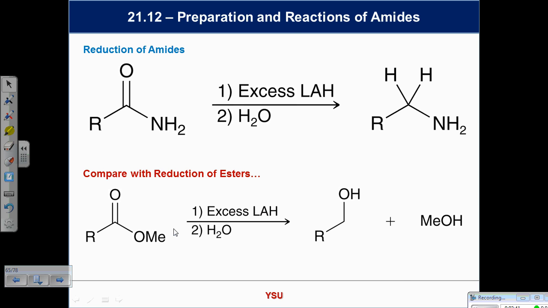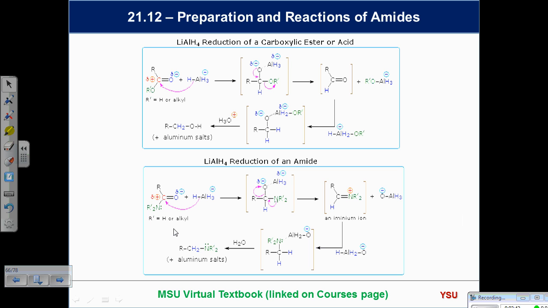So I borrowed this from Michigan State, and I hope it shows up. It's not great, but I think it will be okay to work it through. Again, this is from the Michigan State virtual textbook. All I did to find this was type into Google "amide reduction." It's a nice slide because it's got both of these things on it, and you can compare the two.